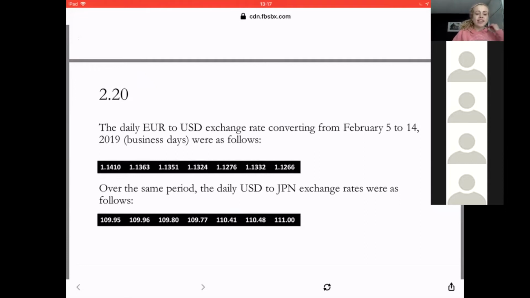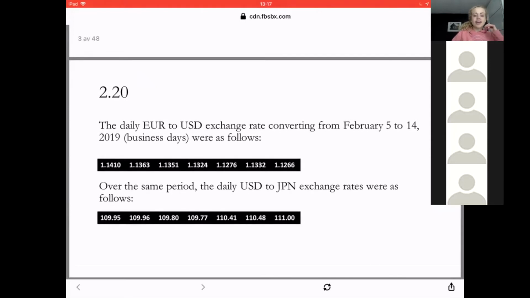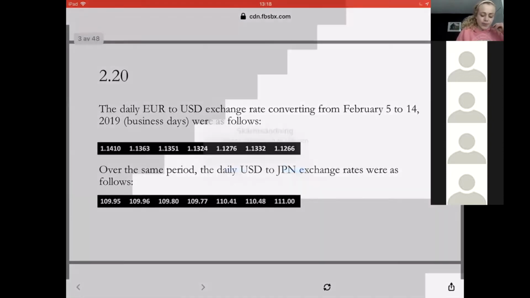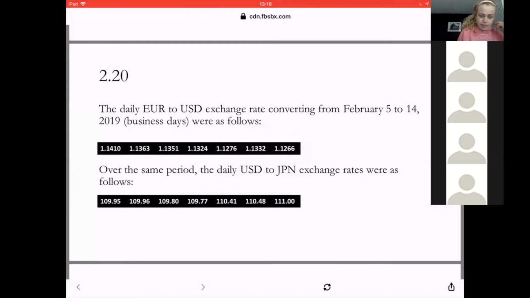So the exercise is that we have the daily euro to USD exchange rates converting, and they are as follows. And then we have daily US dollars to Japanese exchange rates that are as follows. I will try to annotate or do it like a whiteboard. So we have our x1 values, and then we want to calculate the deviation about the mean.